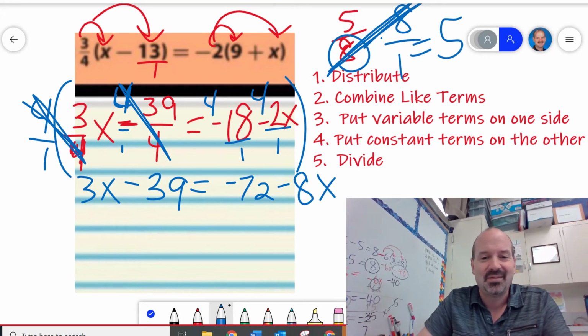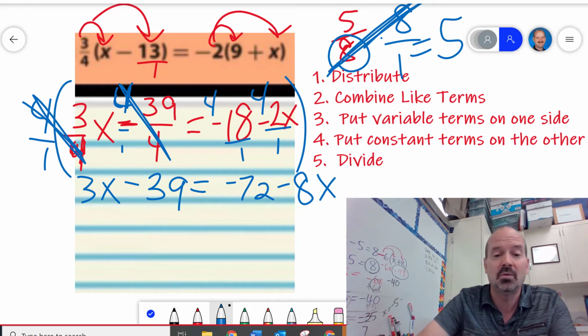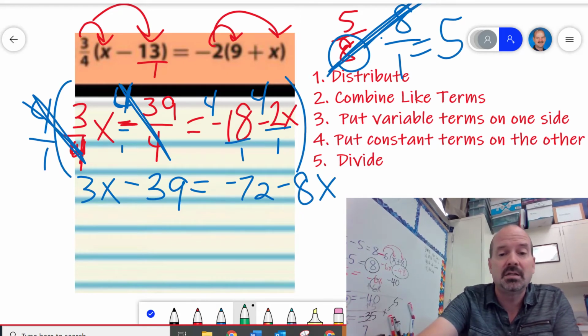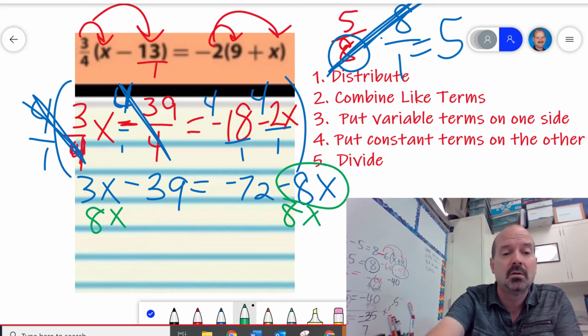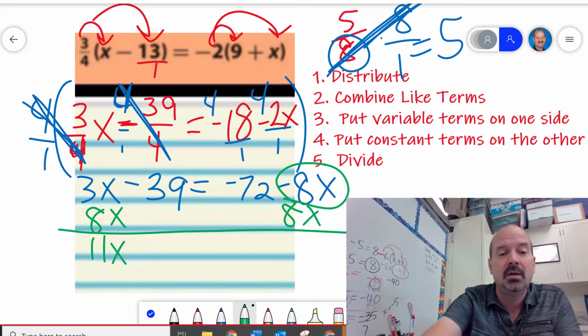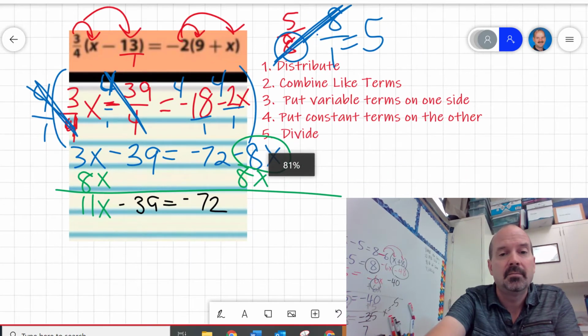All right. Now we need to put all the variable terms on one side. Step 2, we get to skip. There's no like terms. So now we're on step 3, put all the variable terms on one side. So notice the minus 8x. I'm going to move that to the other side by adding positive 8x. Okay. And when I do, I get 11x over here. And then I copy the rest of the problem. Minus 39 equals negative 72. All right.